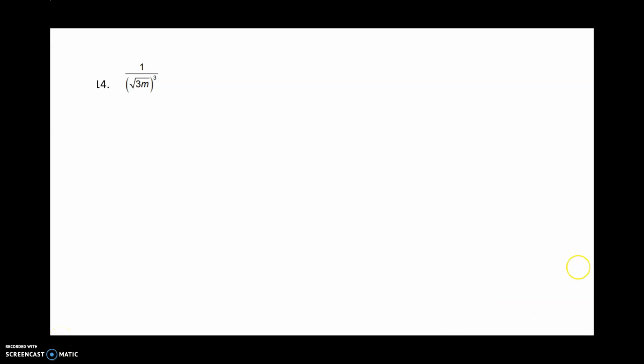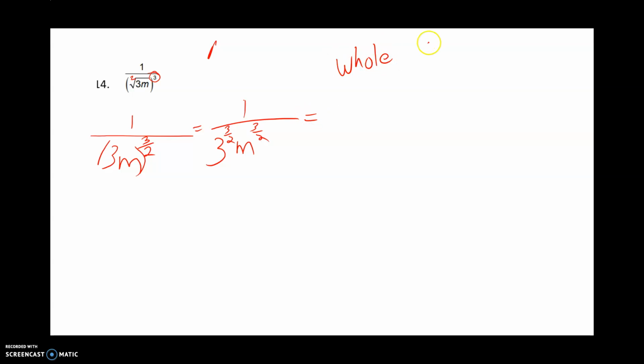All right. How we are going to address 14 is we're going to first write it as a fractional exponent. So this would be, there's the exponent, 2 is the root, so it's 3m to the 3 halves, right? Then I should do this, which is 1 over 3 to the 3 halves, m to the 3 halves. All right, now how many wholes, W-O-L-E, whole threes and m's do I have in there?